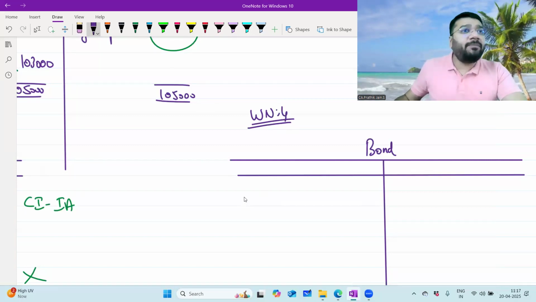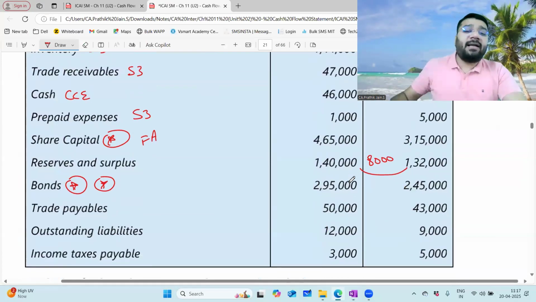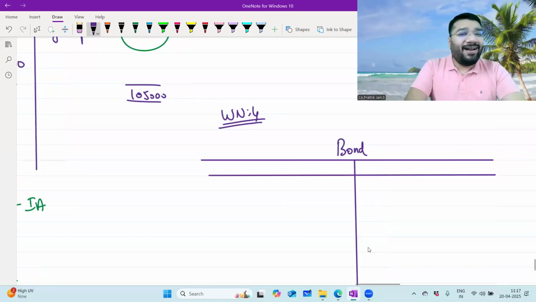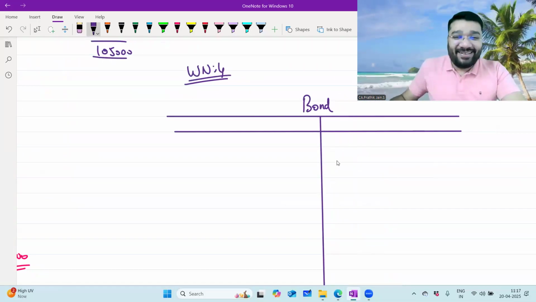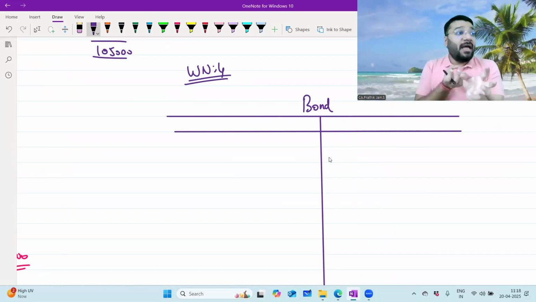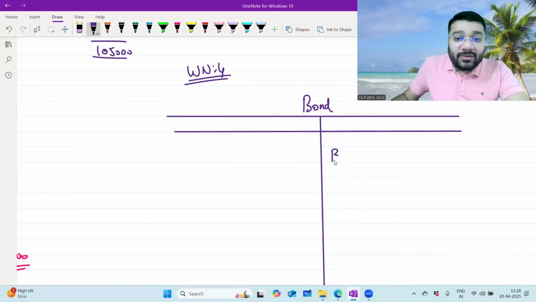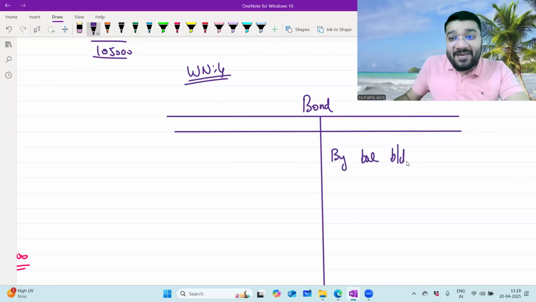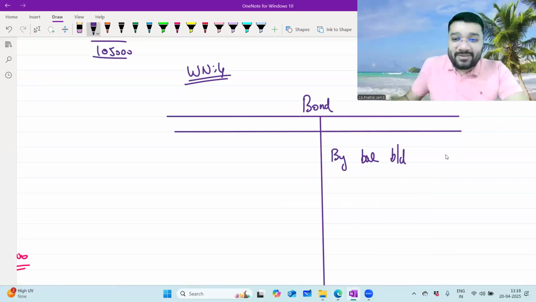Please tell me the opening balance of the bond. 2 lakh 45,000. Which side will it come, debit side or credit side? Debit side. Wait, bond is a liability. You have issued a bond, which means you have collected money, and you have to pay this money back in future. Anything that I have to pay in future is a liability. So by balance brought down, credit side. How much is it? 2,45,000. Closing balance?